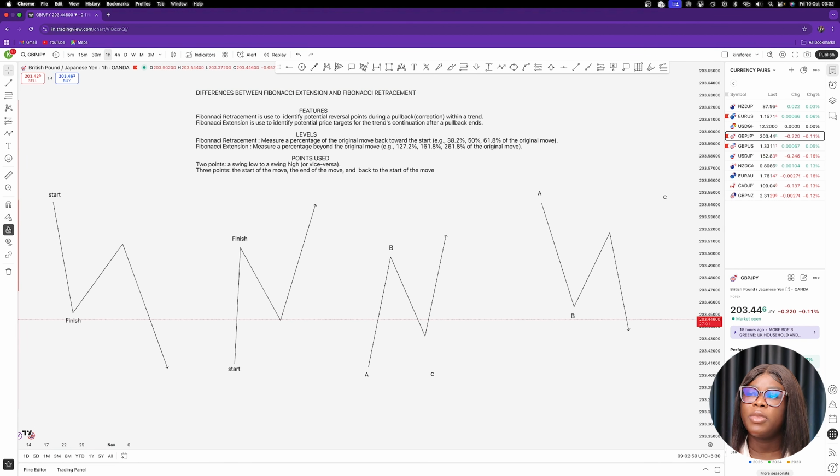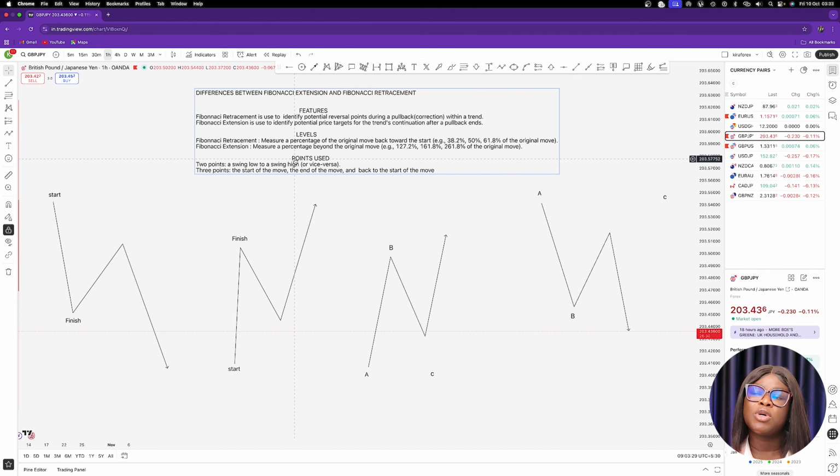Then let's talk about the levels. Fibonacci retracement measures a percentage of the original move back towards the start. For example, 38.2%, 50%, 61.8% of the original move. The Fibonacci extension measures a percentage beyond the original move, which is 127.2%, 161.8%, and 261.8% of the original move.